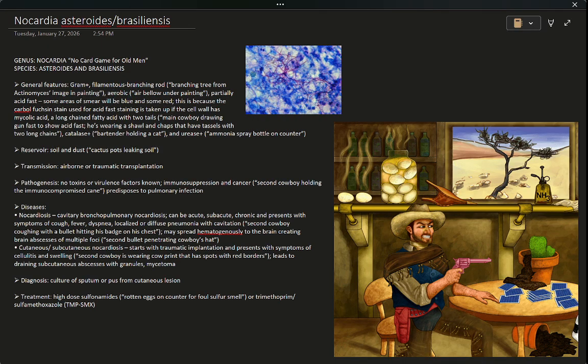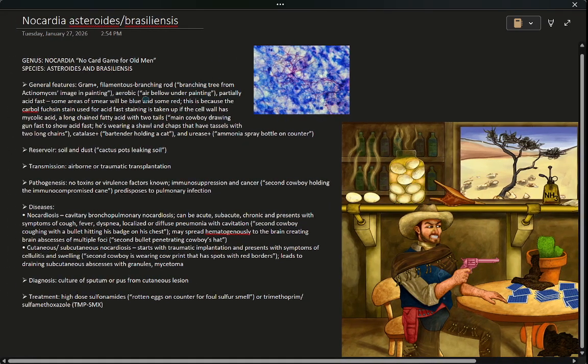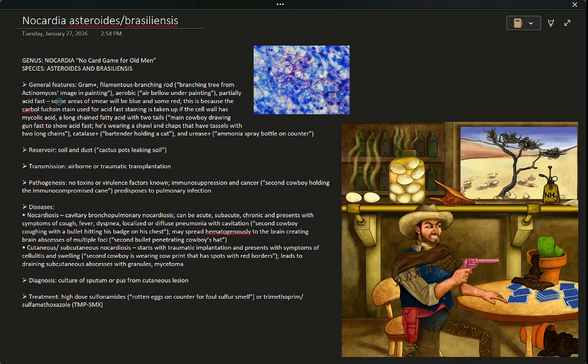It's also kind of represented over here in this acid-fast staining. But anyways, the bacteria is also aerobic. So think about the air bellows under the painting. And the air bellows is supposed to signify that the bacteria is aerobic. And it is partially acid-fast, so some areas of the smear will be blue and some red, as shown over here.